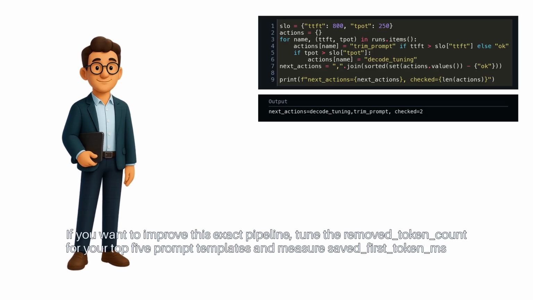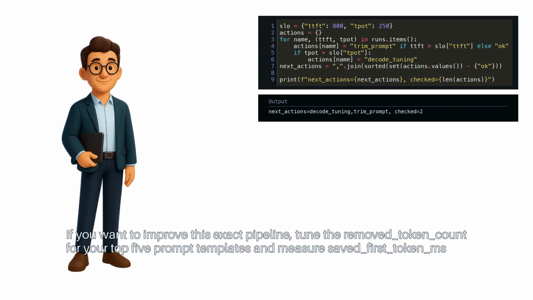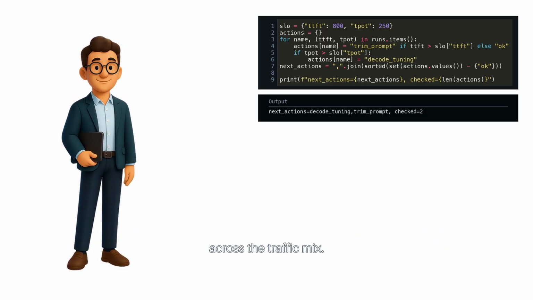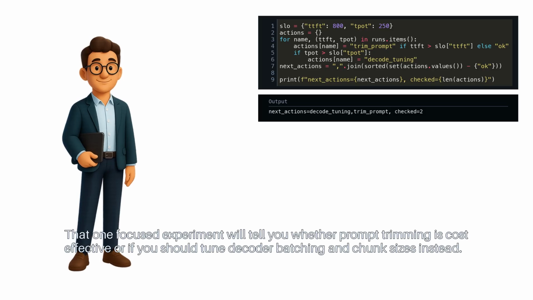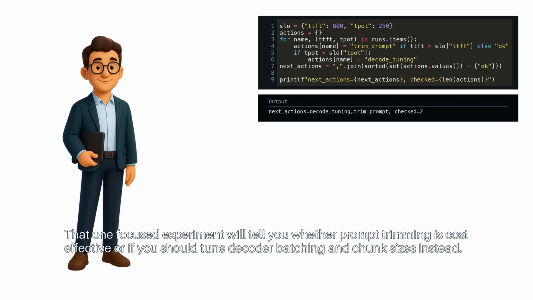If you want to improve this exact pipeline, tune the removed token count for your top 5 prompt templates, and measure saved first token MS across the traffic mix. That one focused experiment will tell you whether prompt trimming is cost-effective or if you should tune decoder batching and chunk sizes instead.